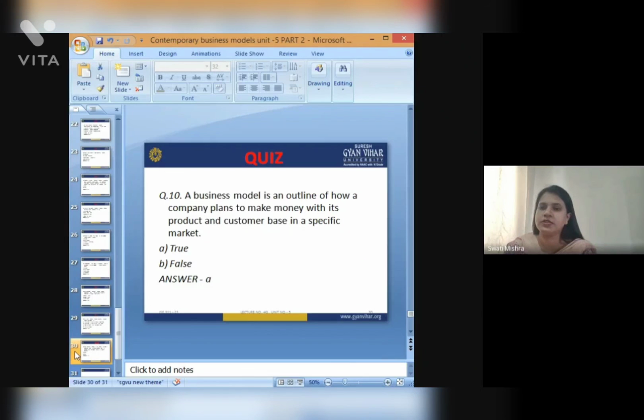The next question is question number 10. The business model is an outline of how a company plans to make money with its product and customer base in a specific market. A. True, B. False. And the answer is A. True.